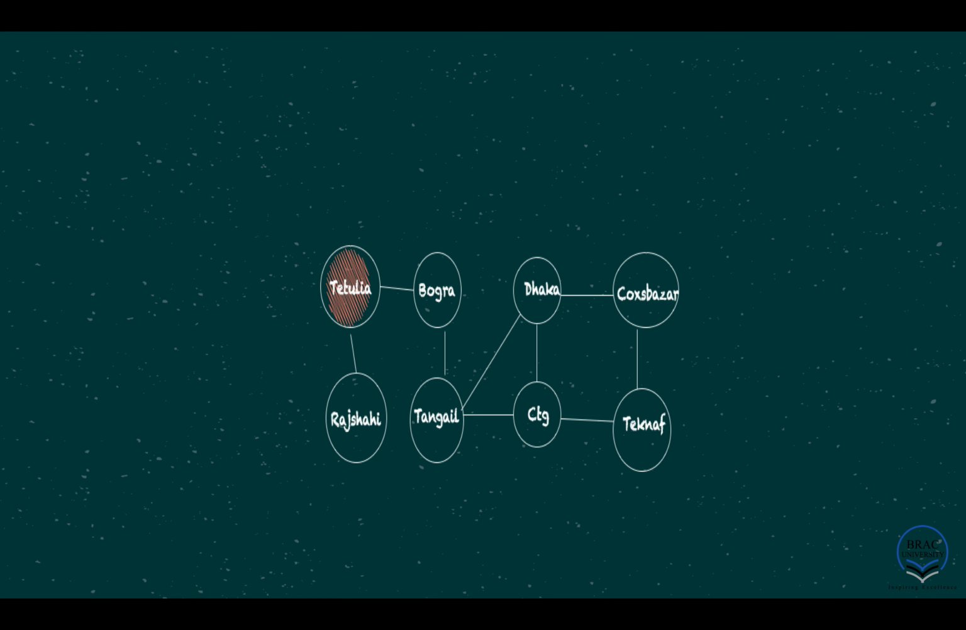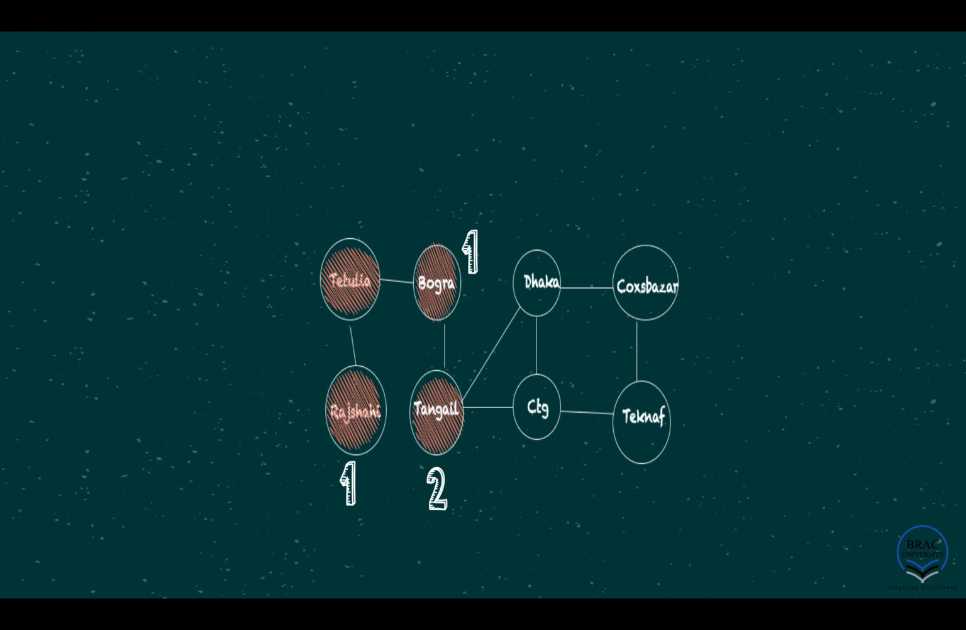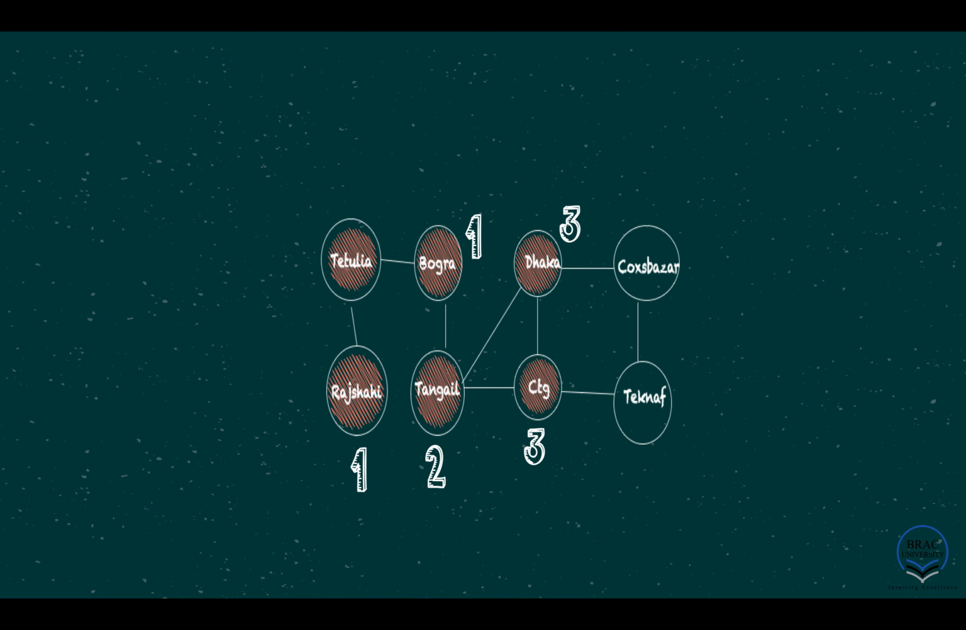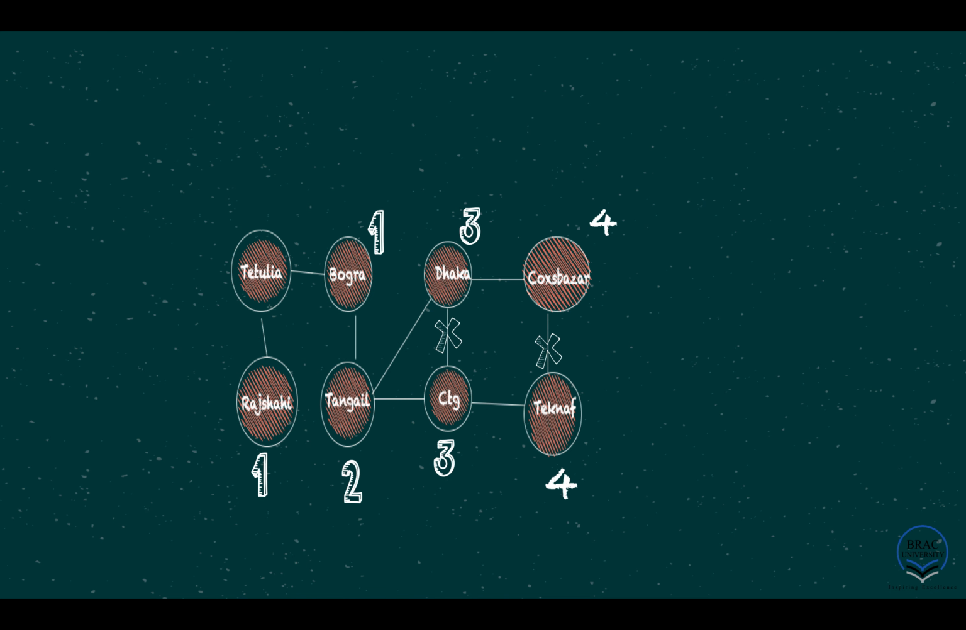As Tetulia is our source, we have colored it differently and we are starting from there. Then we move to Bogra and Rajshahi and label them as 1. Then Bogra is connected to Tangail, so we label it 2. Then we can move on to Dhaka and Chittagong and label them 3. Then we move on to Coxbazar and Teknaf and label them 4.